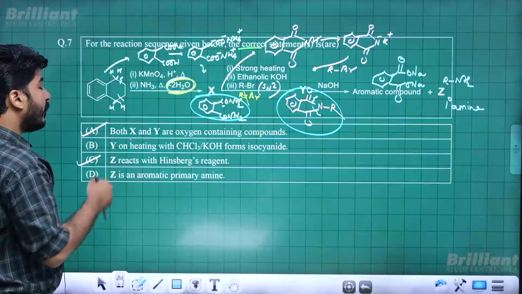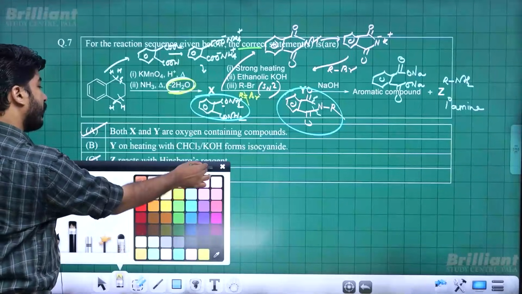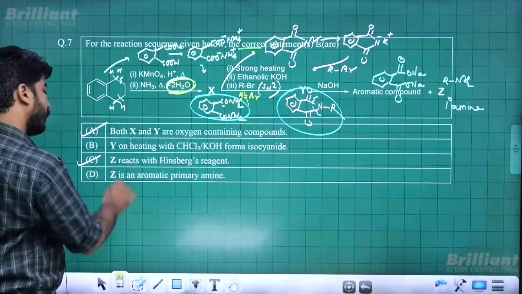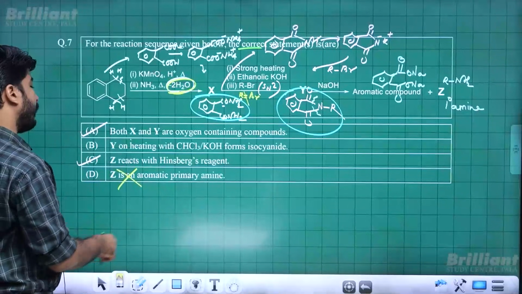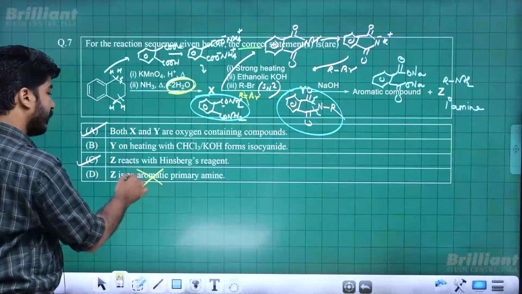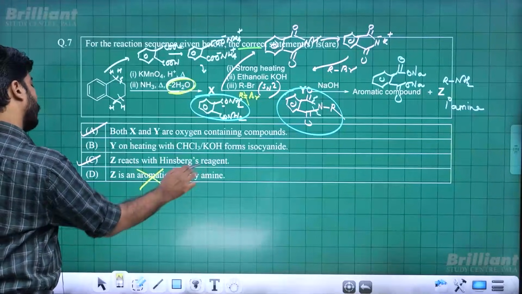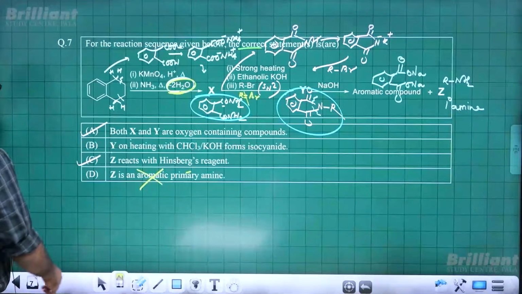Now, Z is an aromatic primary amine. Z is a product of Gabriel phthalimide synthesis, so it cannot at all be an aromatic primary amine. It is a primary amine, but it cannot be an aromatic primary amine. So only A and C are the true statements given.